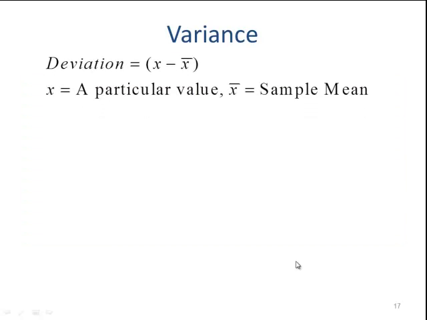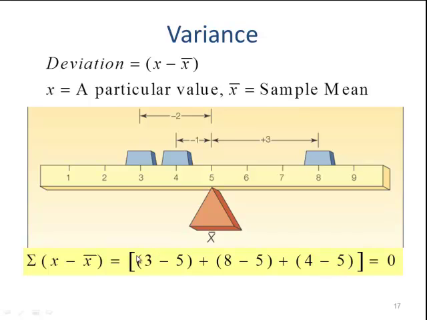The next thing we want to do is find the average of those deviations away from the mean. But when we take negative 2 plus negative 1 plus 3 and we add them up, we will always get 0. And the reason for that is the mean is the balance point. So any data set, if you look at how far each deviation is away from the mean and you add all those deviations up, it will always be 0.